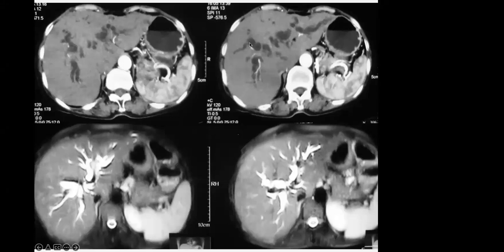So these structures which are hypodense, these are the dilated bile ducts, and these bright or white structures are the intrahepatic arteries. So is it a normal scan of liver, or is it an abnormal scan of liver? Anyone? It seems abnormal, sir. Why? Because the bile ducts are not so dilated normally, sir.